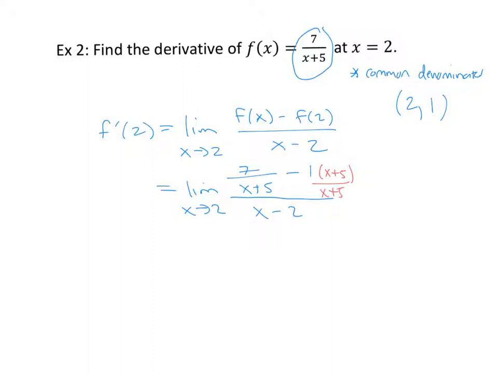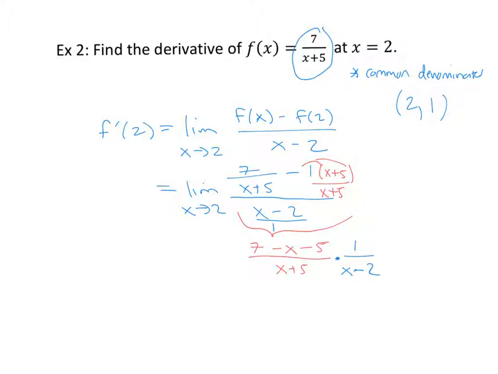Rather than writing the word limit over and over again, I'm just going to focus on this part that doesn't involve the limit. It's called the difference quotient, basically this fraction here. So it's going to be 7 minus x minus 5 divided by x plus 5, and just note that dividing by x minus 2 over 1 is the same as multiplying by the reciprocal. So I recommend doing that.